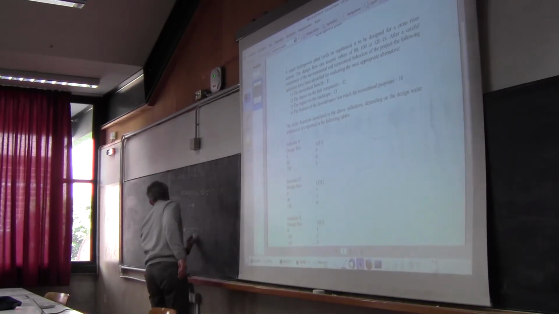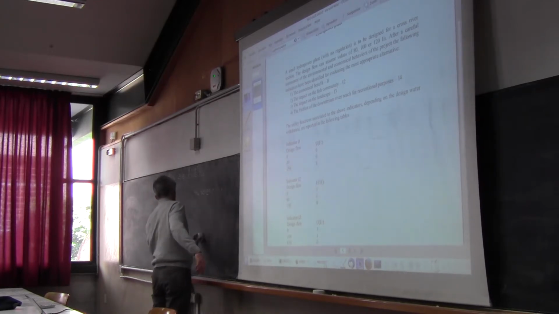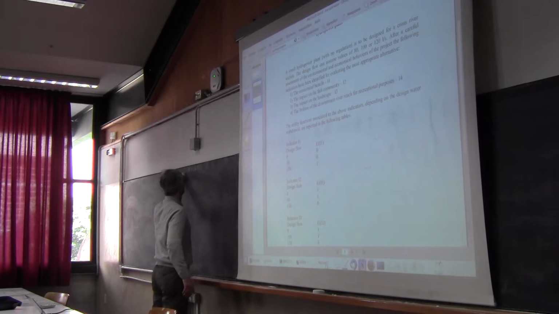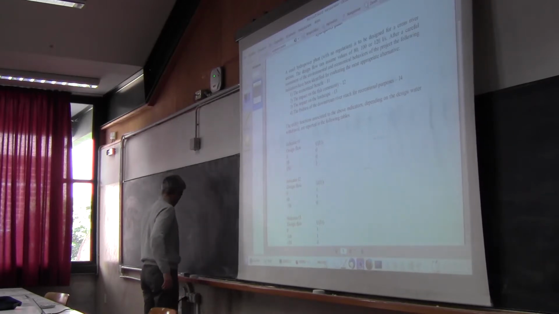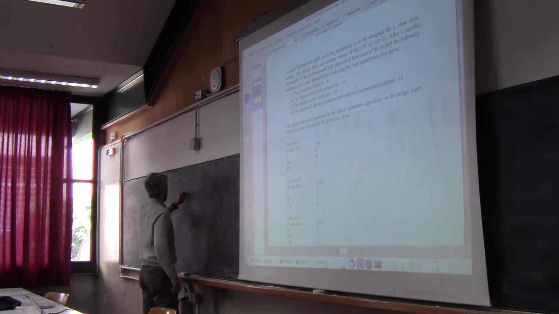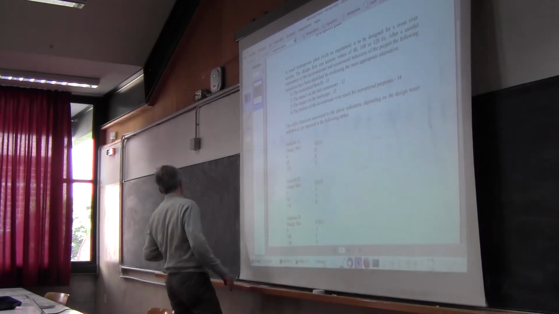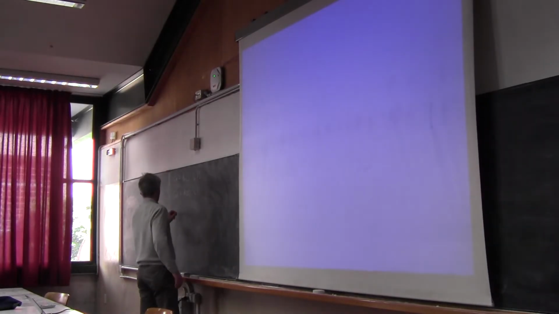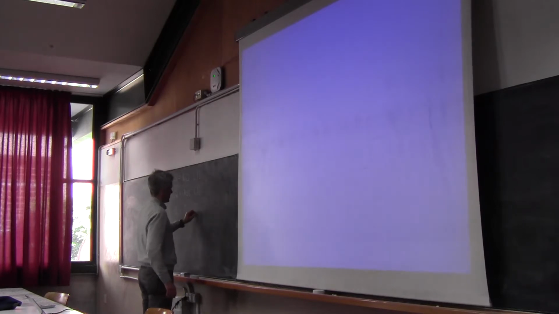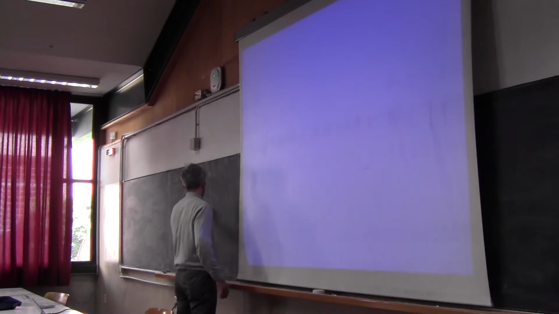Let me make a summary here. In order to clarify the meaning of these tables, I have three alternatives for the design flow. And the three alternatives, as you know, are given by Q. Let me define the design flow with the symbol Q. Q equal 80 liters per second, Q equal to 100 liters per second, and Q equal 120 liters per second.